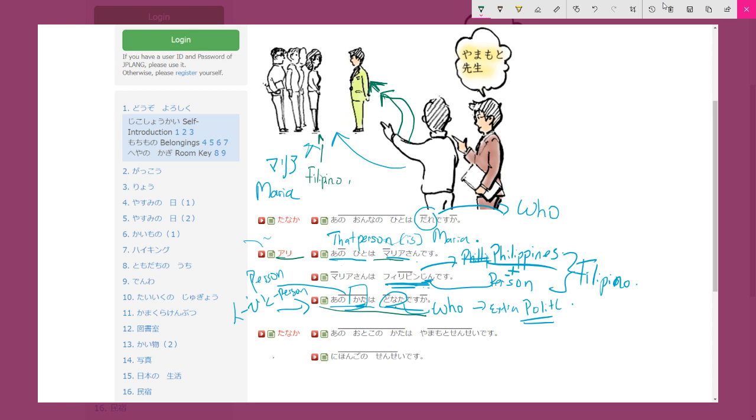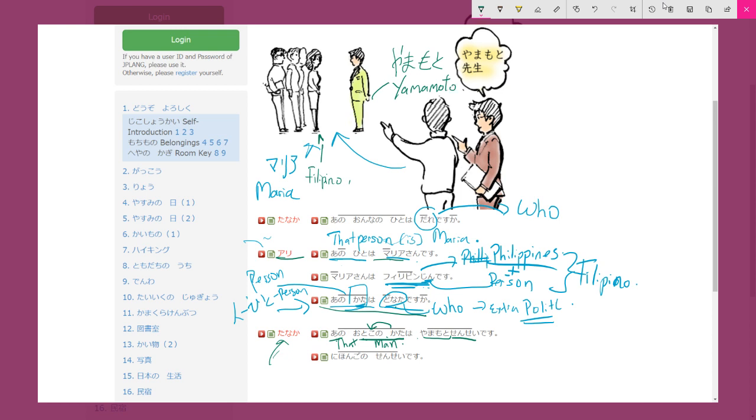Okay? Then Tanaka replies, okay? あの男の方は山本先生です。Right? So let's look at this here first. 男の方. Kata means person. 男 means male. So that man. Okay? Just remember that. あの is that, right? As in over there. Because remember, that man is far away from both of them. That's why they use あの, right? は山本先生です。So this guy's name is 山本。Right?